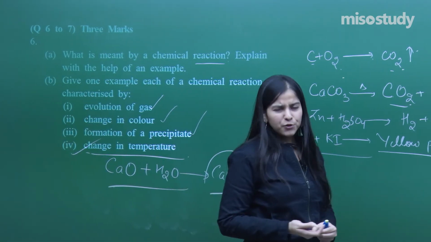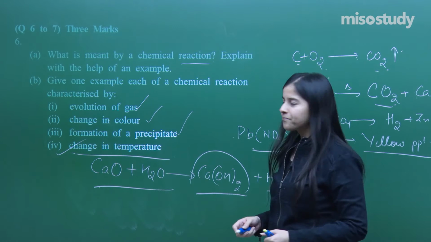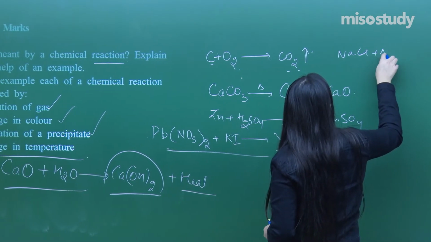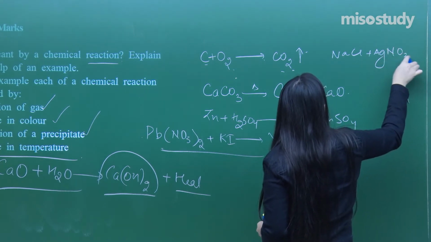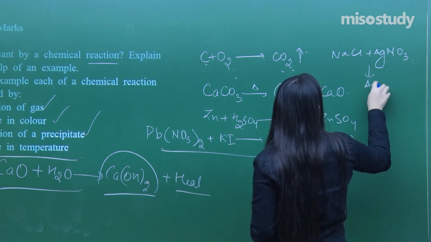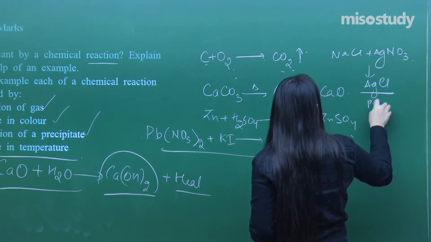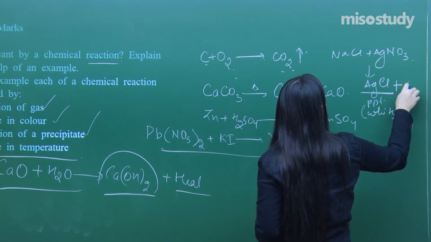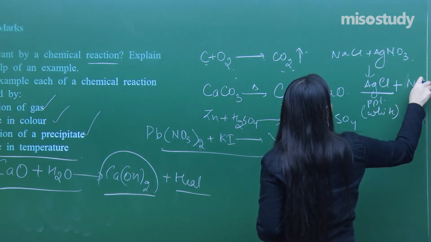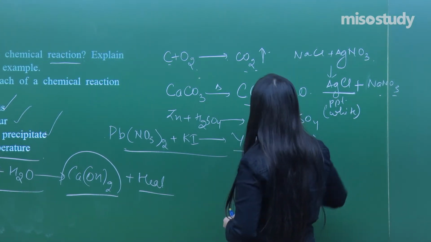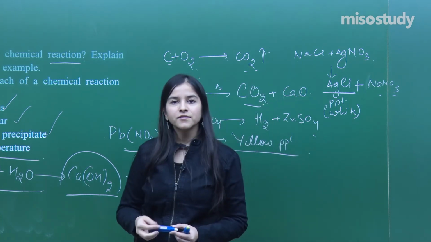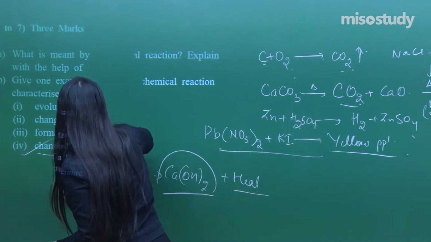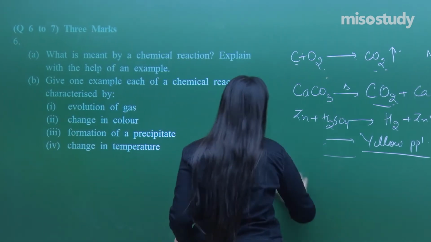Got it? Can you tell me another reaction for the precipitation? As I told you, one can be NaCl plus if I add silver nitrate onto it, we will get AgCl. This is the PPT which is formed, a white precipitate, plus NaNO3 is formed. Fine. So, this can be another reaction. Okay, got it? Yeah. So, let me just rub this off. We are done with question number 6 as well. It was a good question.